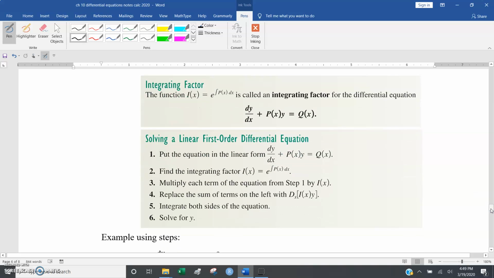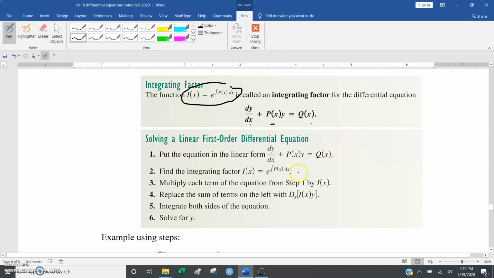Okay, your integrating factor is always found by taking e to the antiderivative of p of x. So when you do that, you're going to take every term, the dy/dx, the p of x times y, and the q of x, times that integrating factor. So we have our form of our line.